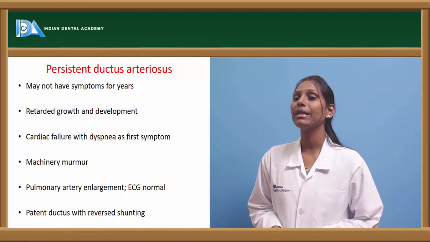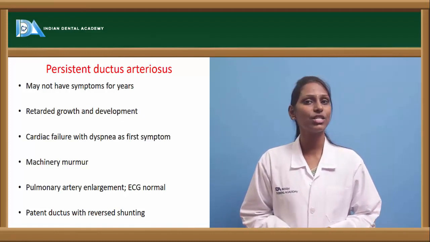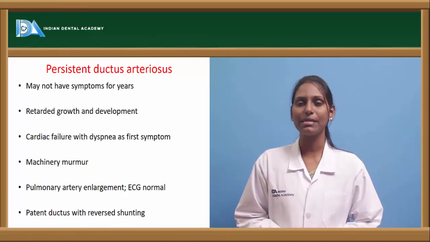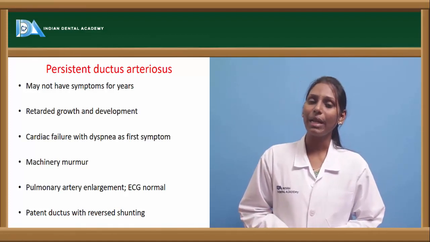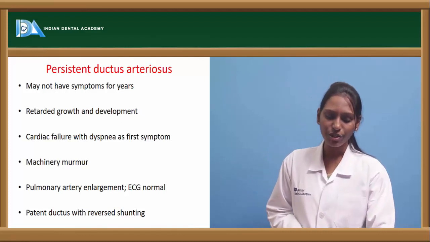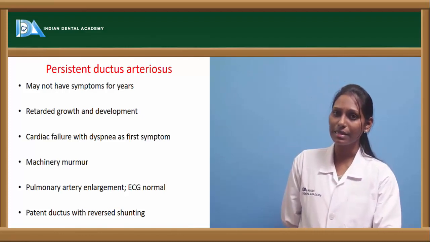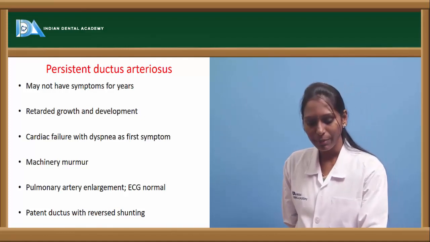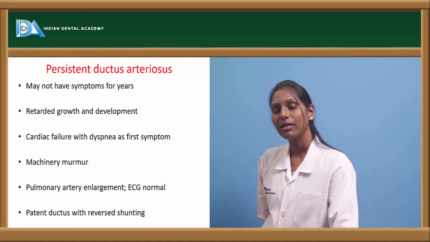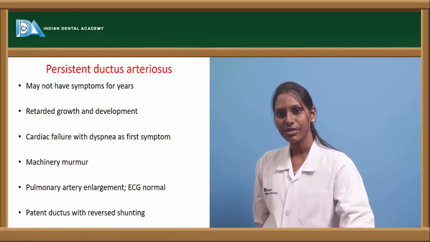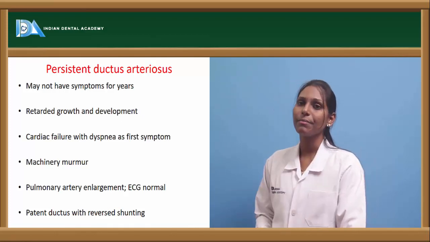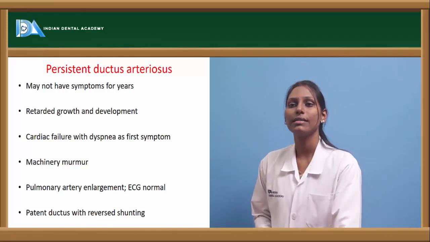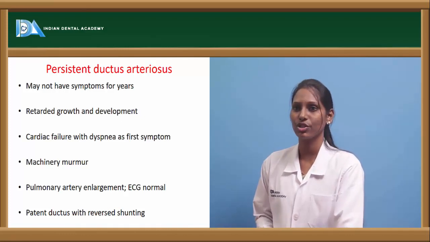We also have pulmonary artery enlargement. Here the ECG is normal. Patent ductus with reverse shunting can be seen. Here what happens is, when there is increased pulmonary vascular resistance, which sometimes becomes equal to the aortic pressure, it will cause a reversed shunting. This is called Eisenmenger's syndrome. This is nothing but patent ductus with reversed shunting.